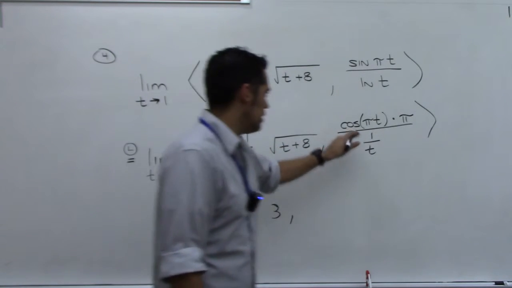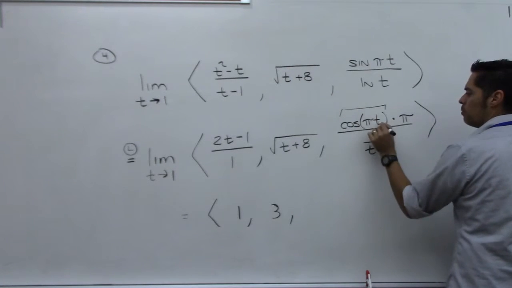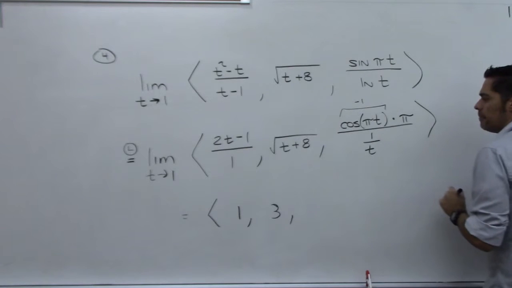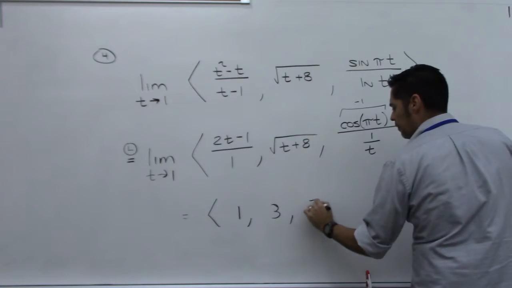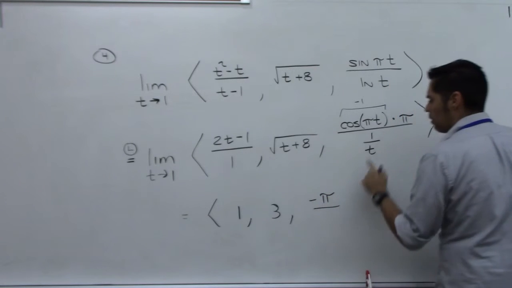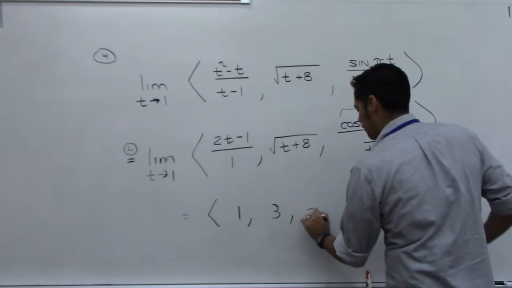And then over here, cosine of pi, right? Cosine, I plug in 1 there. Cosine of pi is negative 1. And then times pi. So I get negative pi over 1, which is 1. So that's just negative pi.